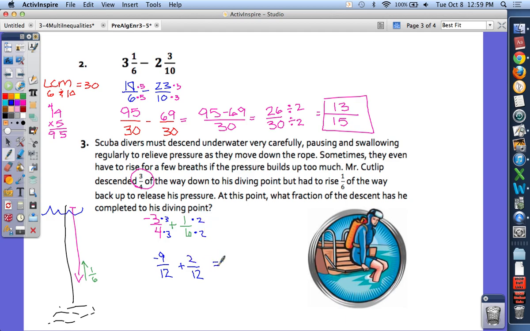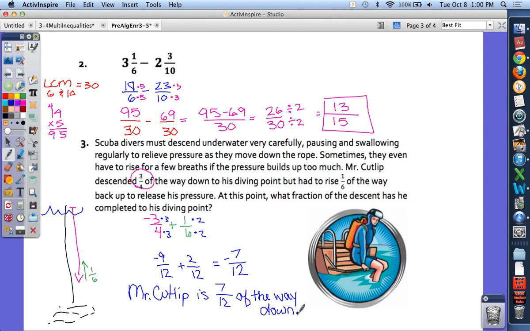Now we just add our numerators. It's going to give me negative 7/12. So you could leave it as negative 7/12, or we could really say Mr. Cutlip is 7/12 of the way down. So he's 7/12 of the way to his diving point.